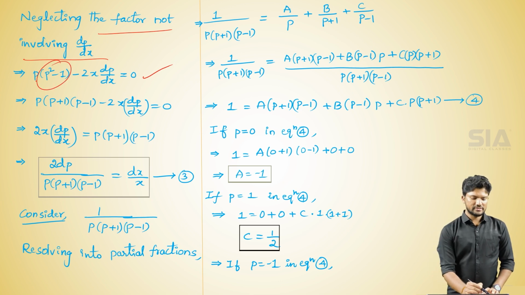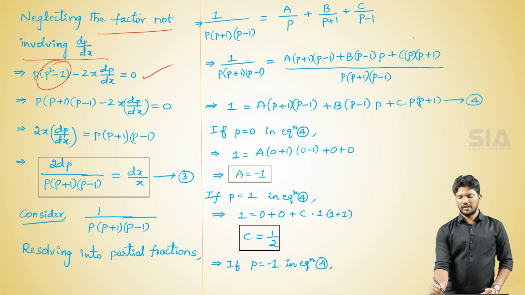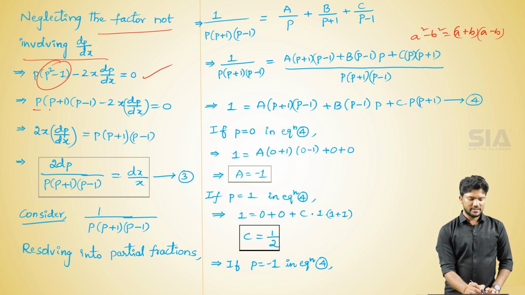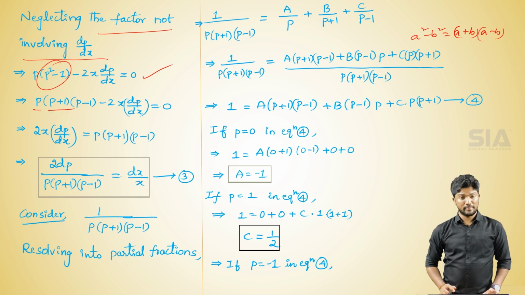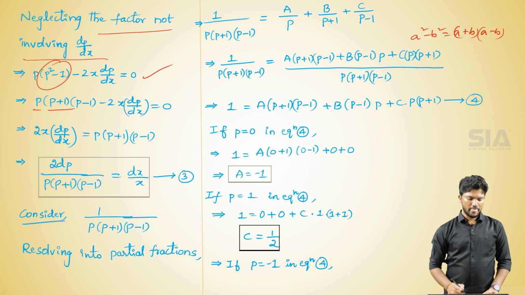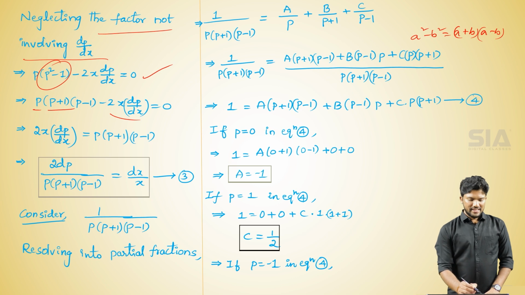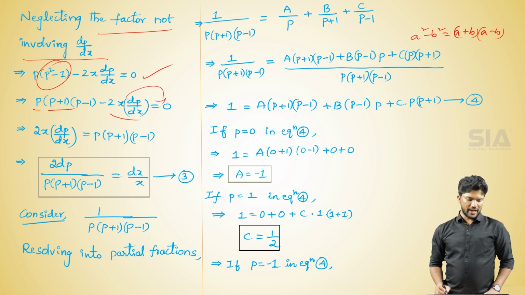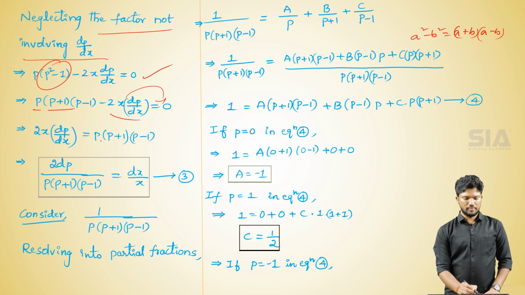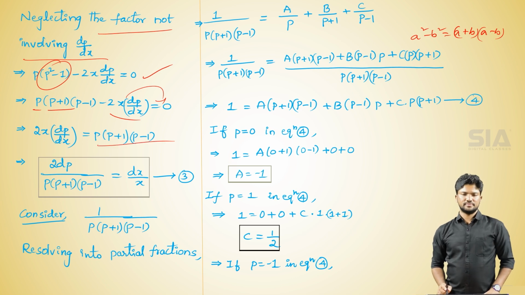You know very well, p square minus 1 is in the format of a square minus b square. How can you write it? a plus b into a minus b. So here we are writing p as it is, and p square minus 1 as p plus 1 into p minus 1. So p into p plus 1 into p minus 1 minus 2 into x into dp by dx equal to 0. Now send this negative value to RHS. Therefore 2x dp by dx is equal to p into p plus 1 into p minus 1.